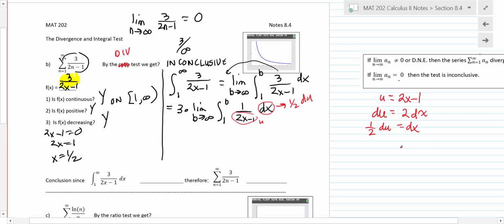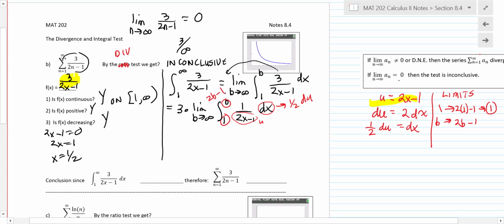Okay, so let's do that. The u-substitution is given by u equals 2x minus 1. So let's work on the limits too. If your lower limit is 1, then this is going to be 2 times 1 minus 1. Well, that's going to stay 1. So that just stays the same. If you plug in a b, that's going to be 2b minus 1. So I'm going to go ahead and change that like that.